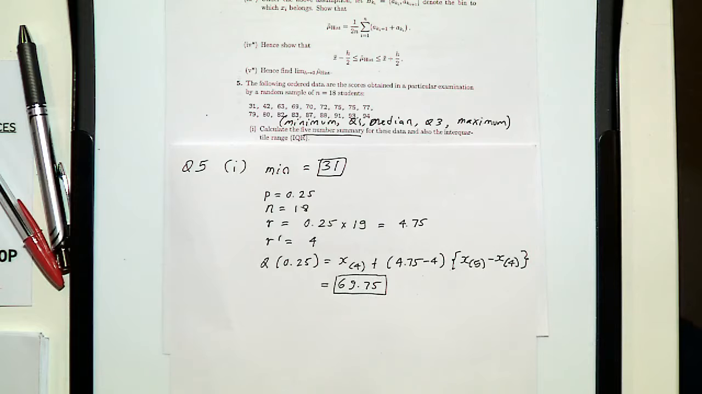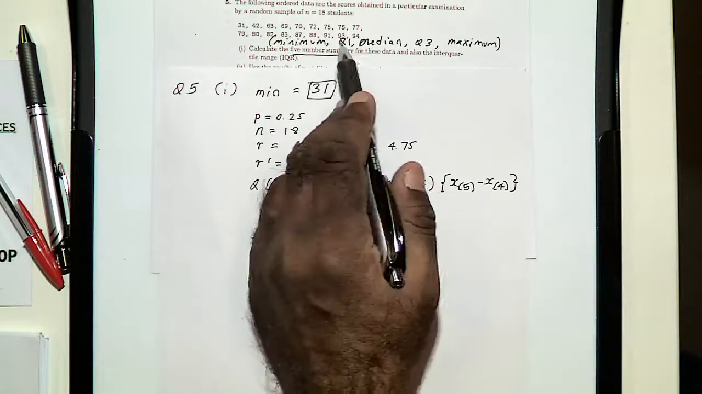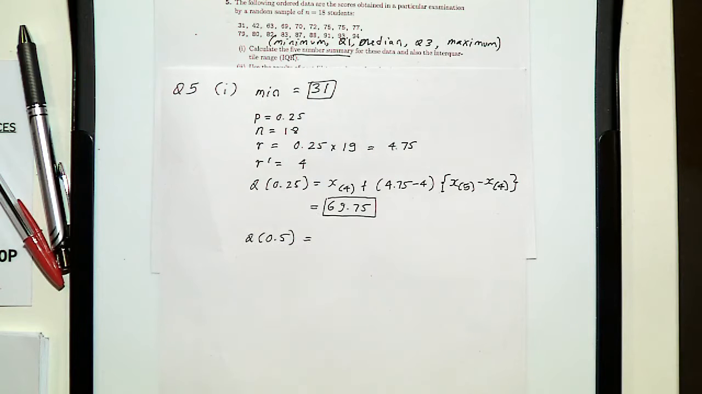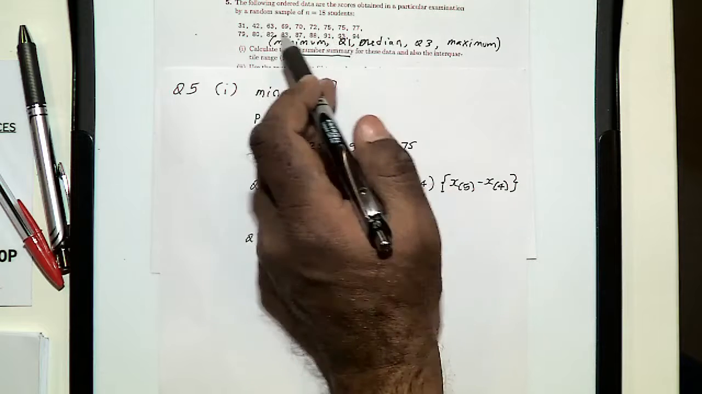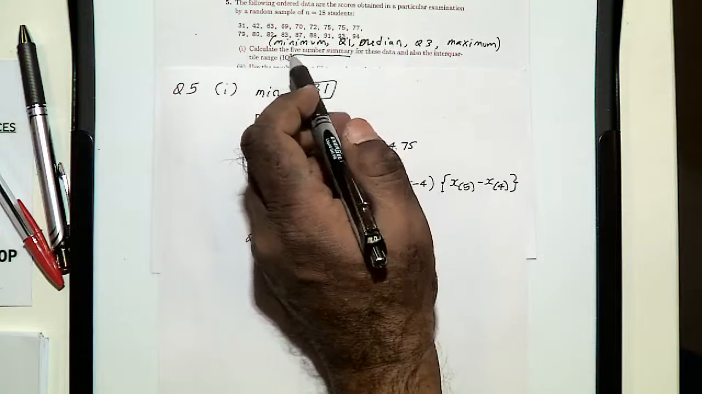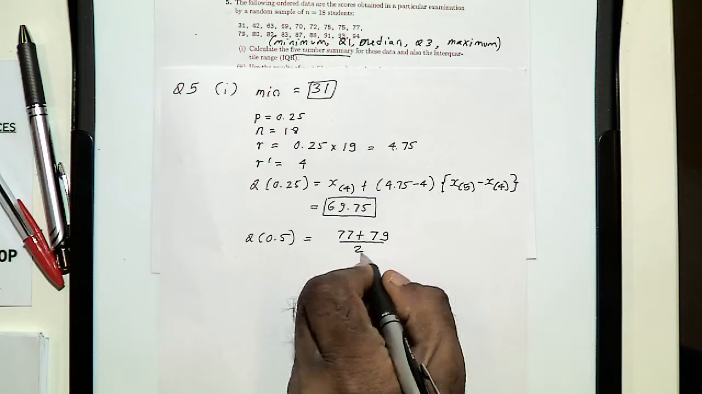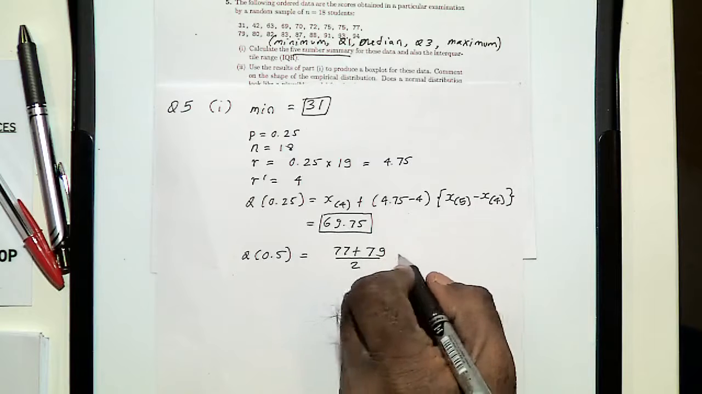Now the median you can do in the same way, or alternatively, since there are 18 data points, and 18, remember, is an even number, remember, when you have an even number of data points, the median is the average of the two middle numbers. In this case, the two middle numbers are 77 and 79. So you do 77 plus 79, and you divide that by 2 to get the median, which is obviously equal to 78. So this is the median.